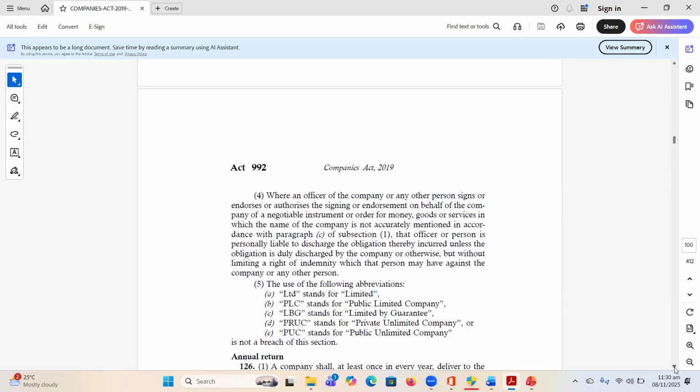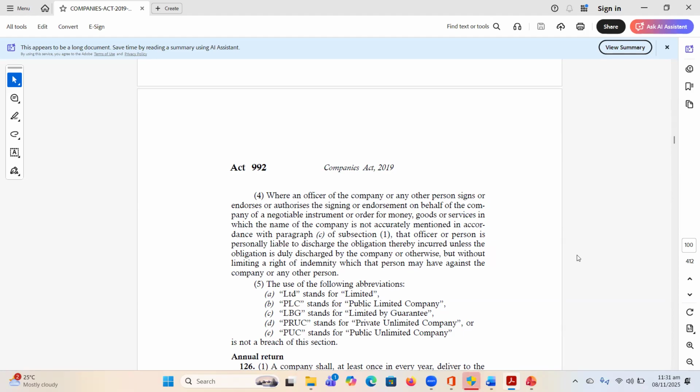Right. 4. Where an officer of the company or any other person signs or endorses or authorizes the signing or endorsement on behalf of the company of a negotiable instrument or order for money, goods, or services in which the name of the company is not accurately mentioned in accordance with paragraph C of subsection 1, that officer or person is personally liable to discharge the obligation thereby incurred unless the obligation is duly discharged by the company or otherwise, but without limiting the rights of indemnity which that person may have against the company or any other person.